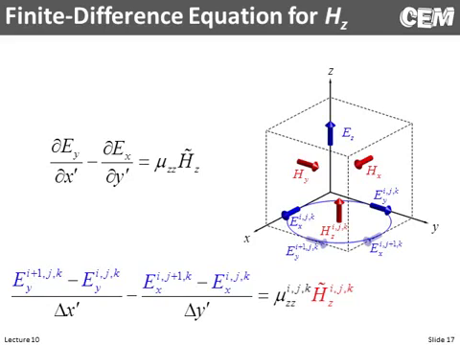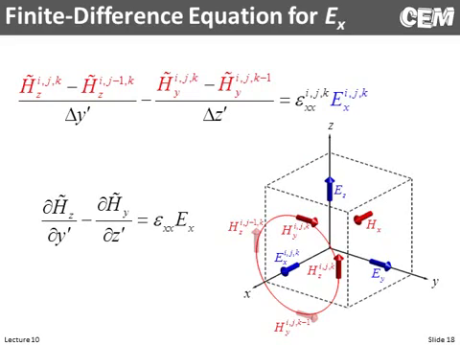We're halfway there. So we've actually finished the first set where we had the curl of E equals j omega h. Now we're on the curl of h equals j omega e, the second curl equation.